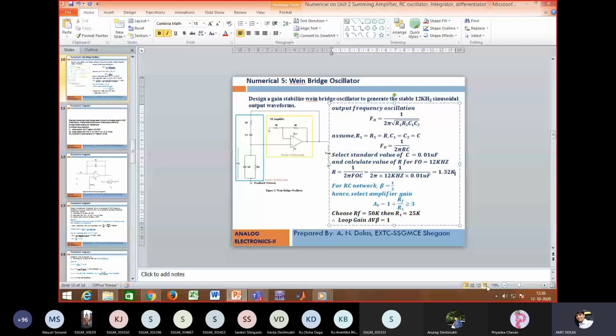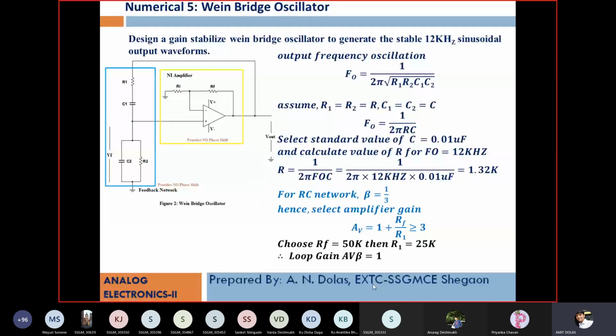So here 1.32K is the answer. Again, to maintain the gain or constant oscillation for the RC network, beta for Wien bridge is 1/3. For RC phase shift it is 1/29. Please remember this, because at the time of solving the problem, if you don't remember this, there are huge calculations or huge KCL you have to apply to get the value of beta. Please remember, for Wien bridge it is 1 by 3, and for RC phase shift it is 1 by 29.